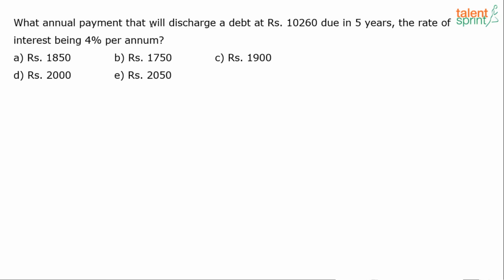Okay. What annual payment? This has been chosen from the All India mock exam conducted on 5th and 6th of May. What annual payment will discharge a debt of 10,260 in 5 years, the rate of interest being 4% per annum? There is actually a formula available to solve such questions. So if you remember the formula by heart, just substitute the values and get the answer. Otherwise, doing it conceptually also will not take much time.